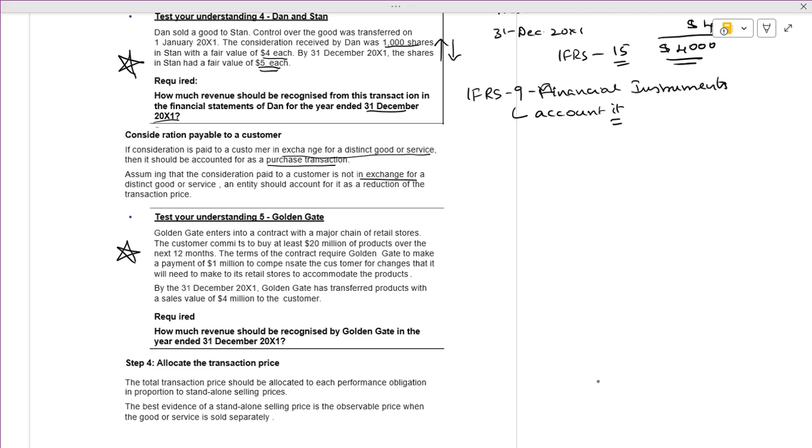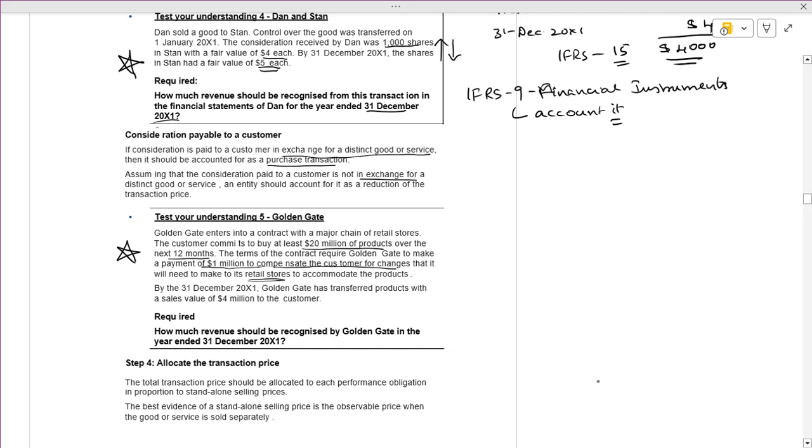Golden Gate enters into a contract with a major chain of retail stores. The customer commits to buy how much? At least 20 million of products over the next 12 months. The terms of the contract require Golden Gate to make a payment of 1 million to compensate the customer for changes that it needs to make to its retail stores to accommodate the product.